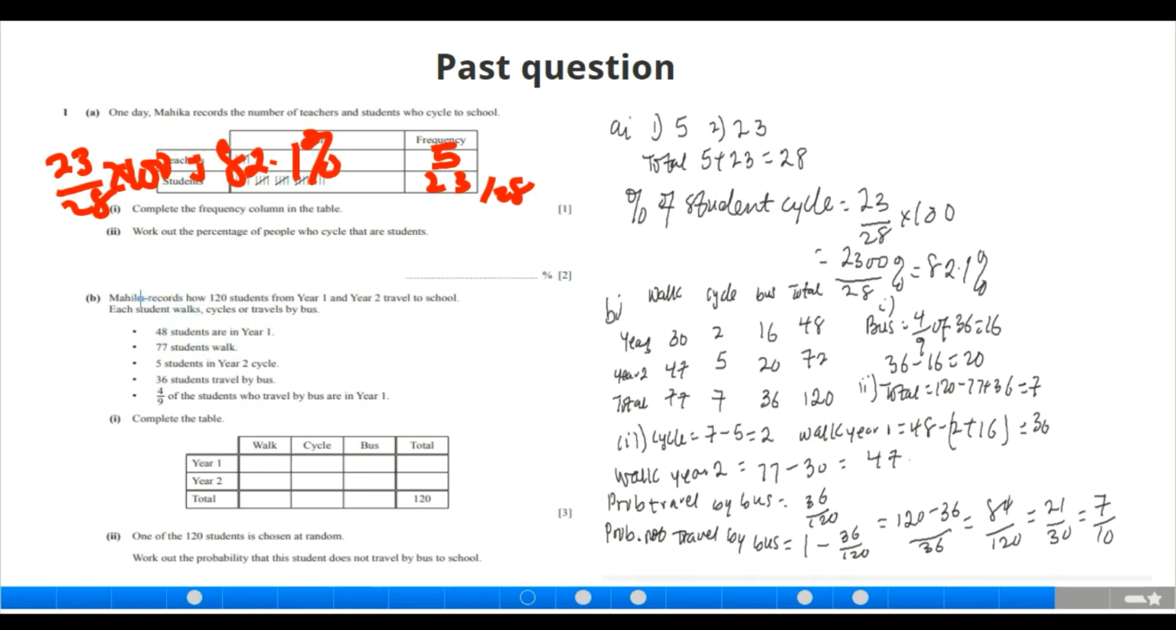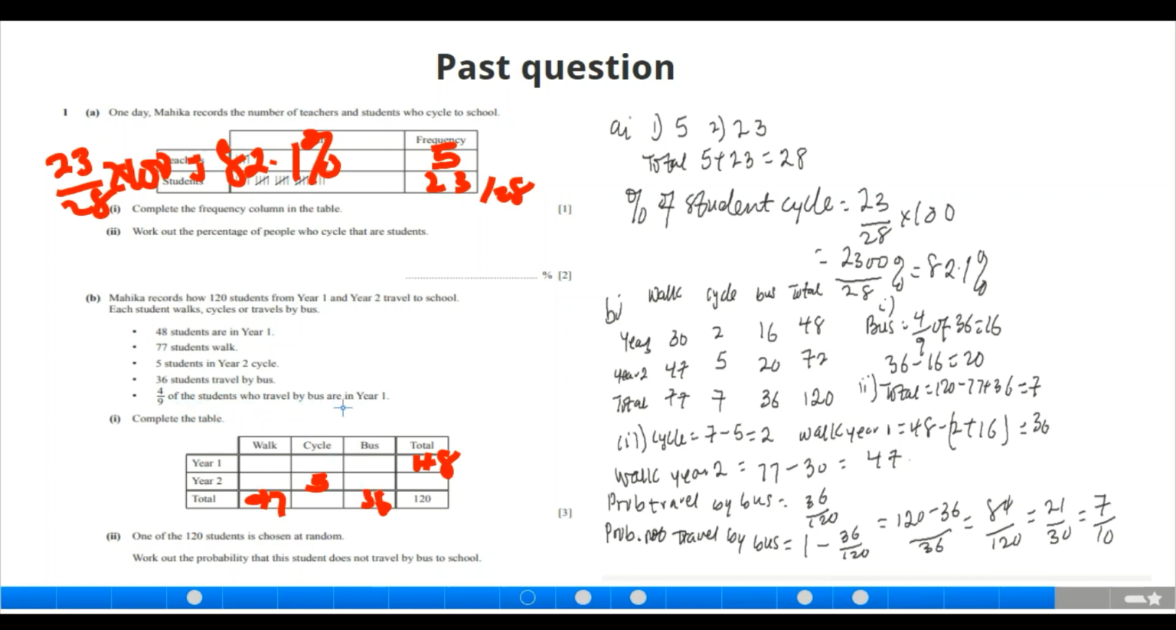Okay. Now we have this table here. It said Mihika recorded how 120 students from year 1 and year 2 travel to school. Okay. Each student walks, cycles, or travels by bus. So they said 48 students are in year 1. So that's the total number of students here, 48. Okay. 77 students walk. The total number of students that walk is 77. So we have 77 in year 2. Okay. 5 students in year 2 cycle. So this will be 5. Okay. 36 students travel by bus. That's the total number of students that traveled by bus.